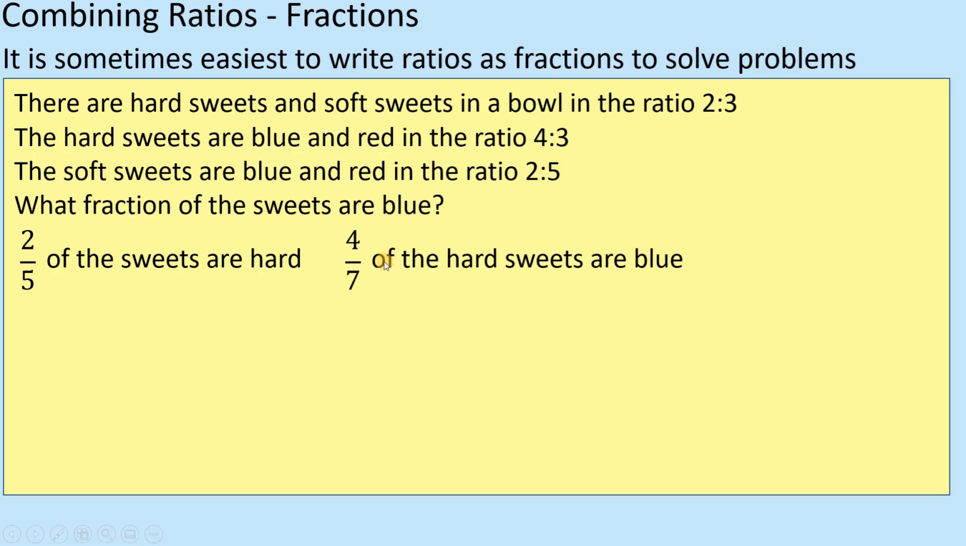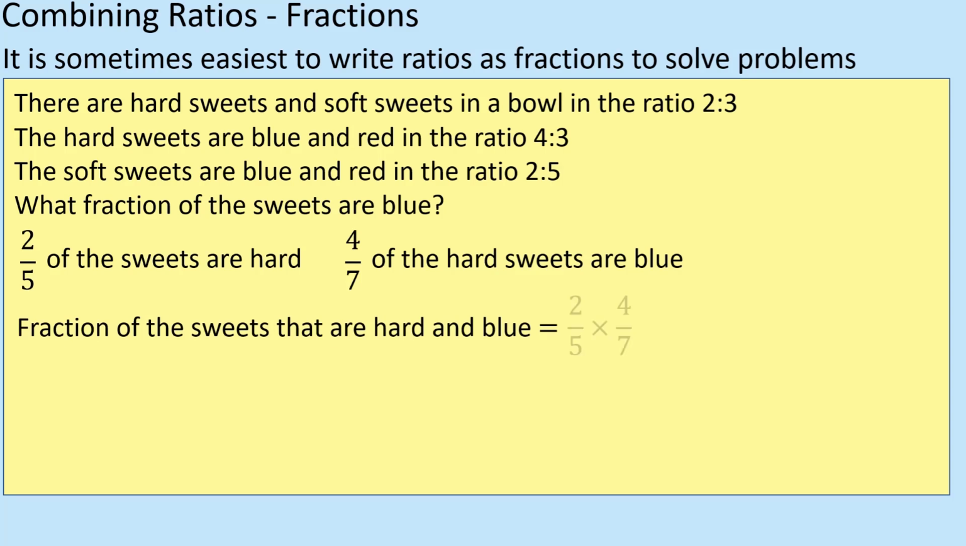This word over here, which I'm highlighting specifically, the word "of", is quite important, because when we're talking about fractions, if you come across a question which relates to 2/5 of something, what it means is times, and that's the calculation we're going to use. So 4/7 of 2/5 is 2/5 times 4/7, which is 8/35. So 8/35 of the total sweets are hard and blue.